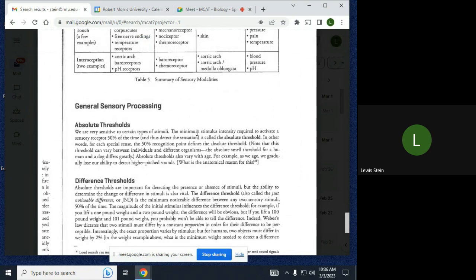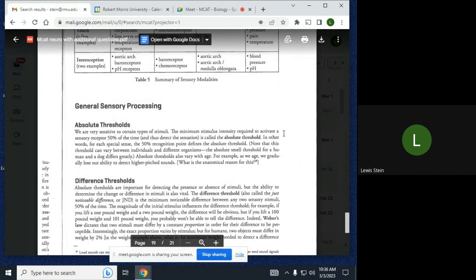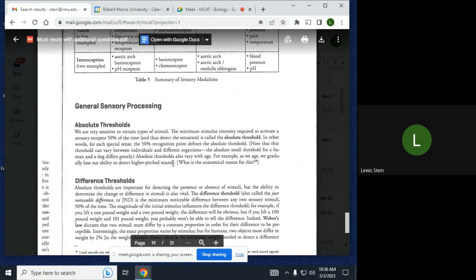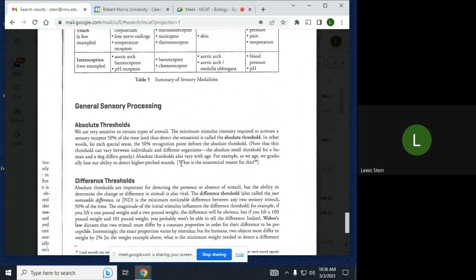Okay, different kinds of threshold. The minimum stimulus intensity required to activate a receptor about half the time is also known as the absolute threshold. In other words, 50% recognition points define the absolute threshold. And it varies a little bit. So this is with the higher pitch sounds. Again, this typically argues to less flexibility of connective tissue structures, or maybe in hearing, a little bit more of a problem, not just less flexibility or vibration, a little bit more rigidity in certain structures would be another way to look at that as well.